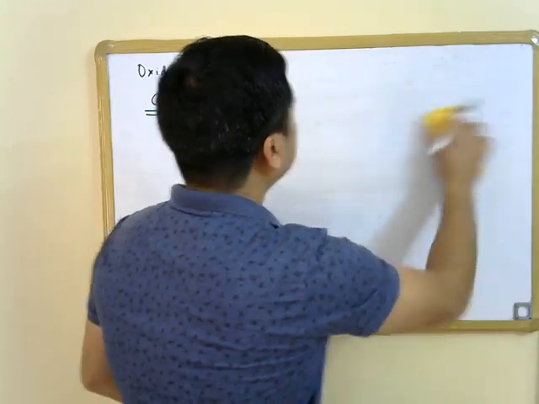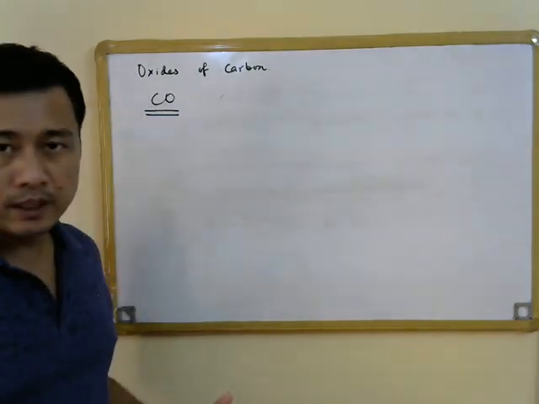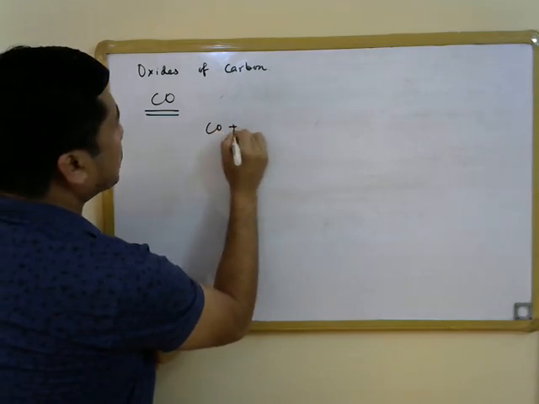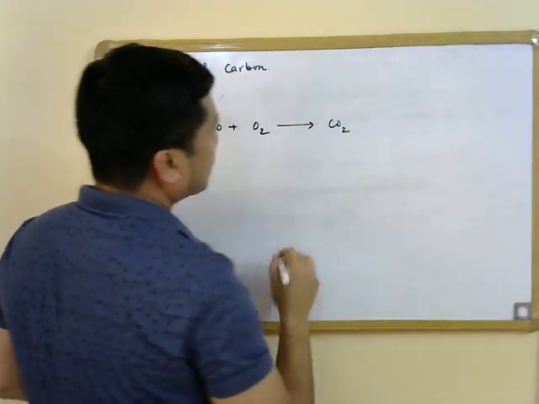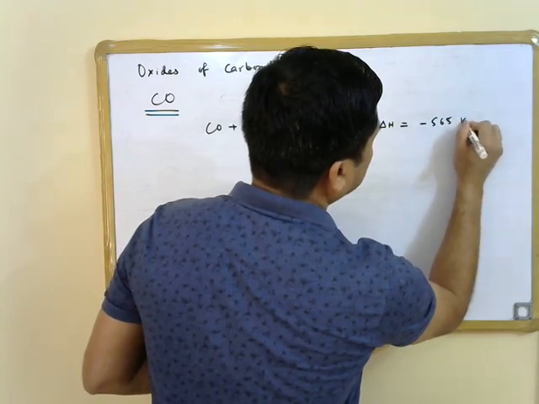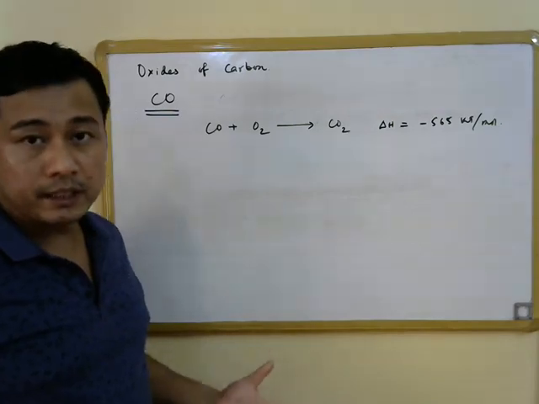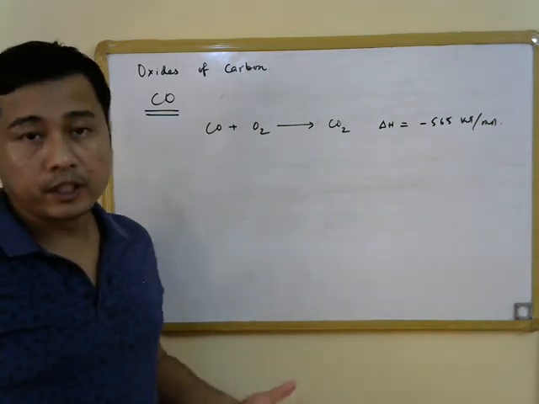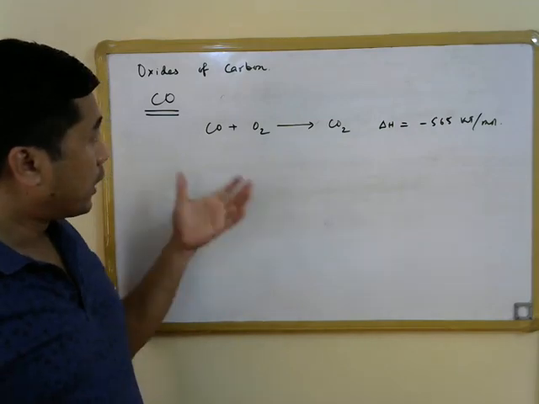Carbon monoxide is a very important fuel, or a component of many industrially important fuels, because when it is burned in air, it produces carbon dioxide, and the enthalpy of this reaction is equal to minus 565 kilojoule per mole. So it is a highly exothermic reaction, and because of this, carbon monoxide has importance as a fuel.